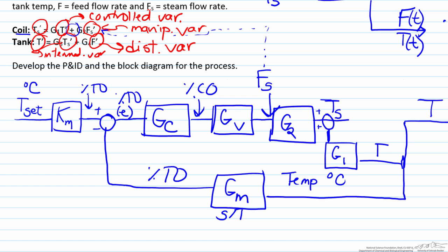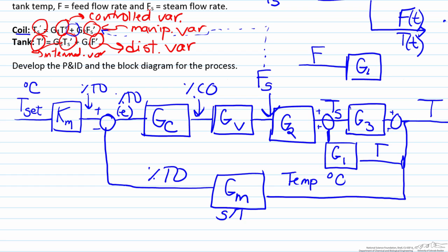Finally, to relate TS to T, we need the relationship between the variables using the tank equation, and that can be done in a very similar fashion where we'll have G3 times TS. But we'll once again need a summing point with another variable, in this case our disturbance variable, which is F, and that variable corresponds to a transfer function of G4, and then we connect the summing point there. So this here represents our block diagram for the process.